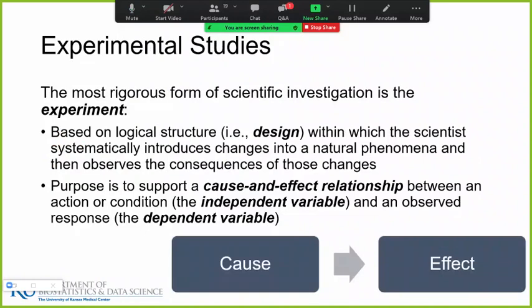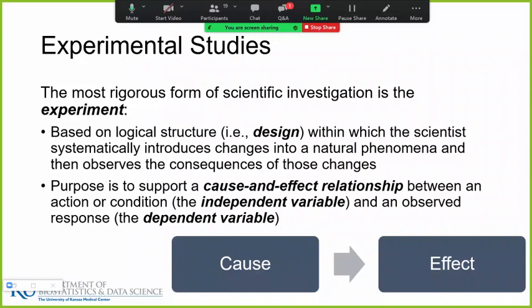So what are experimental studies? Well, those are the most rigorous form of scientific investigation. You learned about this maybe in a high school science class. My children have learned about it in elementary school. And it's the most rigorous way we can undertake a scientific investigation. There is a design, some kind of logical structure within which the investigator systematically introduces changes into an independent variable and observes the consequences of those changes in the dependent variable.